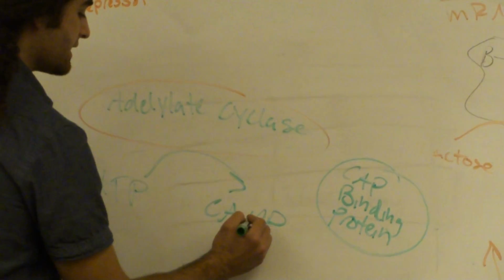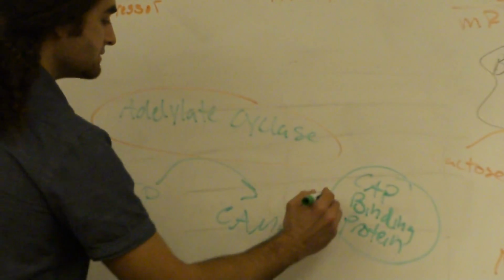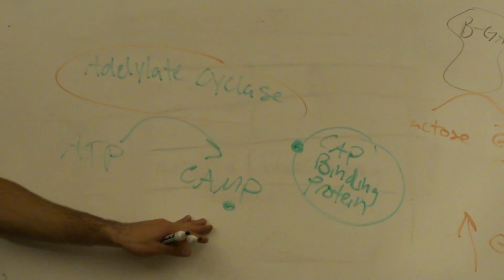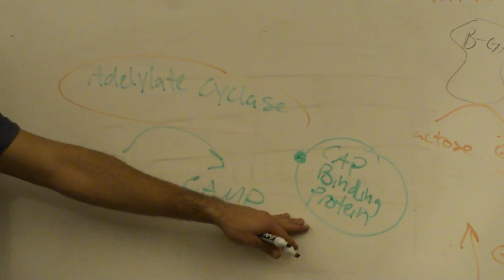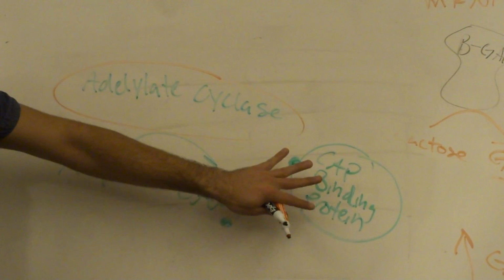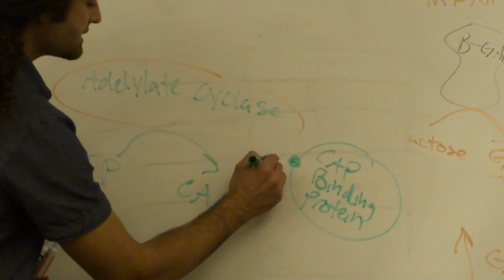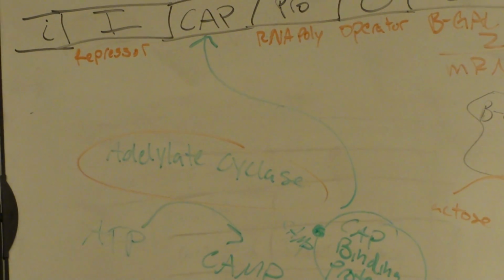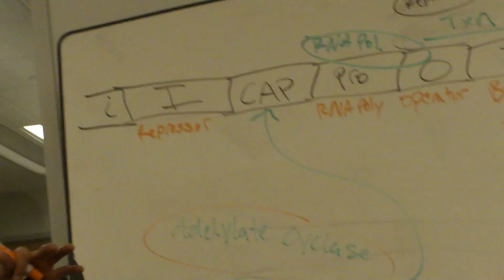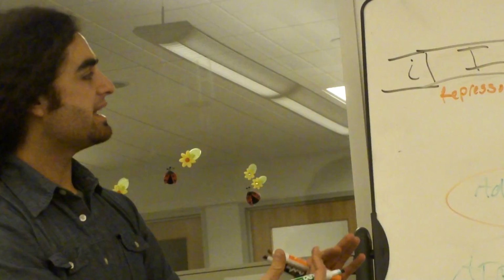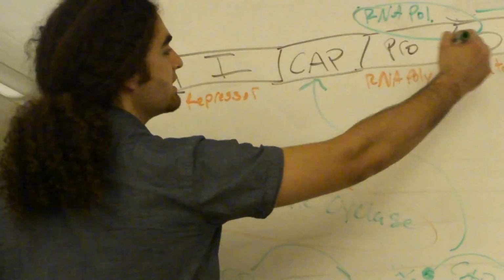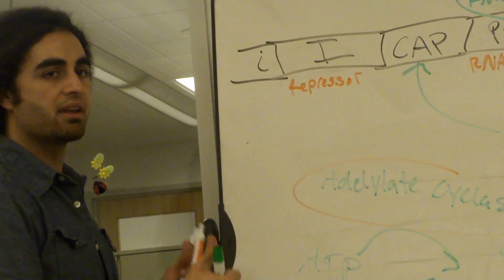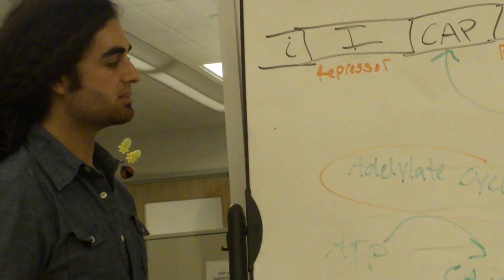So cyclic AMP will be like this little dot. It complexes with cap binding protein, and only whenever this complex forms between cyclic AMP and cap binding protein can it bind to the cap site. So whenever that binds to the cap site, it kind of bends the DNA in a way that makes RNA polymerase easier to transcribe the downstream genes. So it upregulates transcription, you get higher rates of transcription.